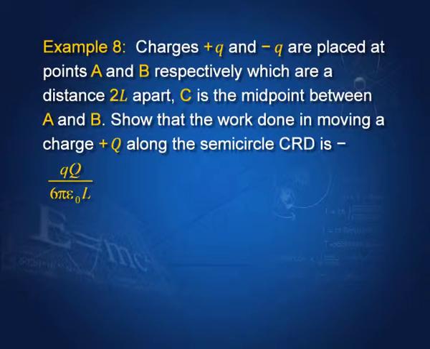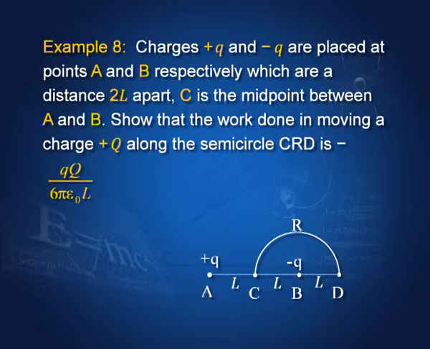Now, what is the problem? The problem is charges plus q and minus q are placed at points A and B respectively, which are distances 2L apart. C is the midpoint. Show that the work done in moving a charge plus Q along the semicircle CRD is minus qQ by 6 pi epsilon 0 times L.